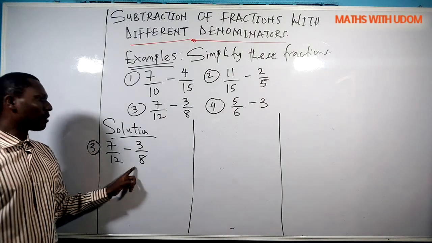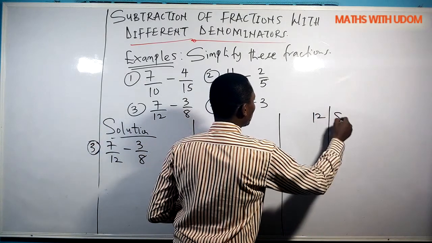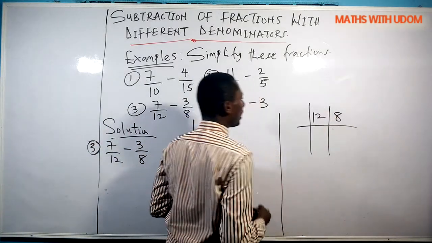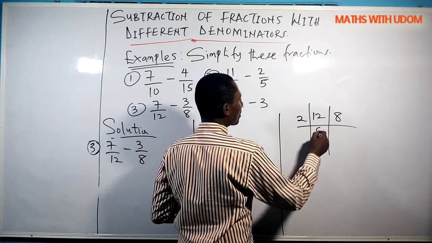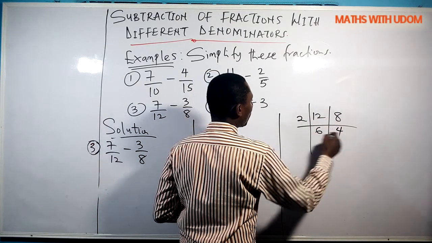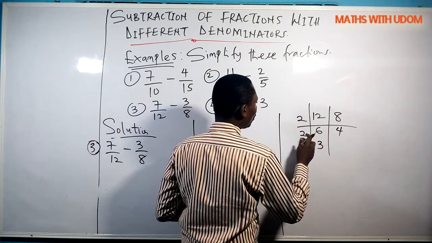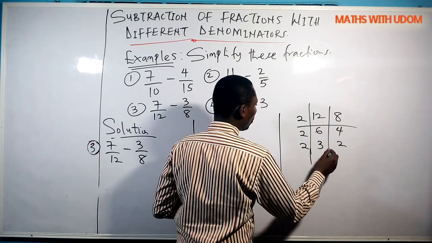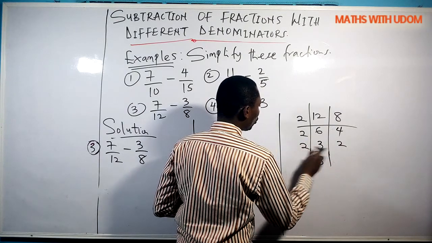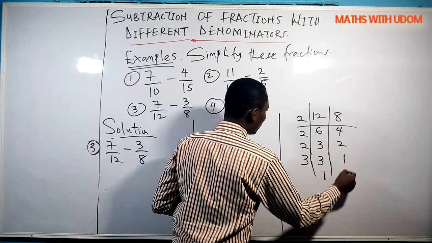So what is the LCM of 12 and 8? We come to this corner, we write 12 and we write 8. So what can go here? 2. So 2 in 12 is 6, while 2 in 8 is 4. 2 can go again. 2 in 6 is 3, 2 in 4 is 2. 2 can go again. Can 2 go in 3? No, you repeat the 3. 2 in 2 is 1. Then 3. 3 in 3 is 1, 3 in 1 is 1.